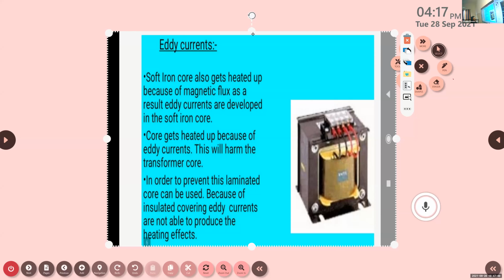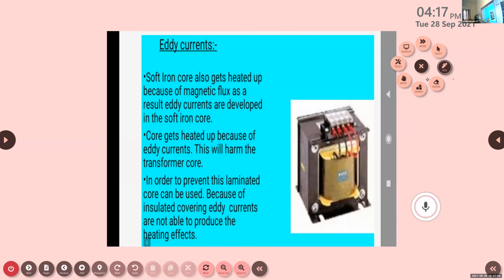In order to prevent the energy loss in the form of heat, we can laminate the core. The lamination method can be used. Whenever we discuss this topic, we discuss one method we can adopt to reduce energy loss due to eddy currents: the process of lamination. We insulate or laminate the inner core of the transformers. Because of this insulated covering, eddy currents are not able to produce the heating effect. So if we laminate the inner core, the energy will not be lost in the form of heat.